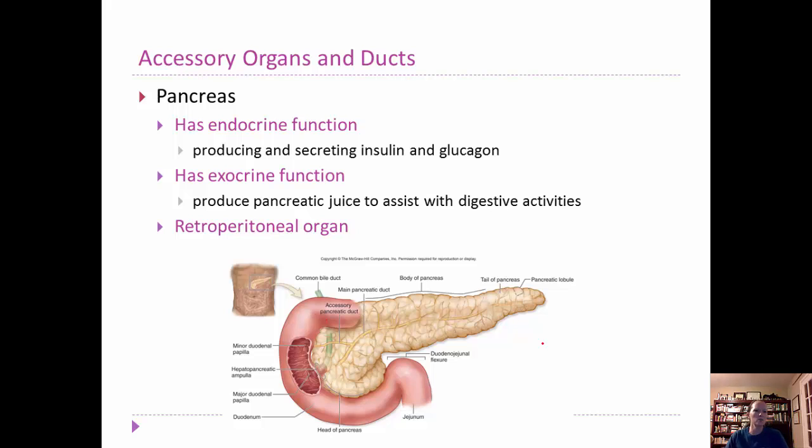So it actually sits posterolateral to the stomach. The pancreas, you might remember from chapter 17 in the endocrine system, where we talked about how it has a major endocrine function. It produces and secretes insulin and glucagon, which is very important in regulating our blood sugar levels. However, what we're talking about here is a major exocrine function. It is going to produce pancreatic juice, and we'll talk about what is going to be in this pancreatic juice in a second. It is going to contain key enzymes and secretions that are essential to digestive activities. This is another one of those organs that's retroperitoneal.